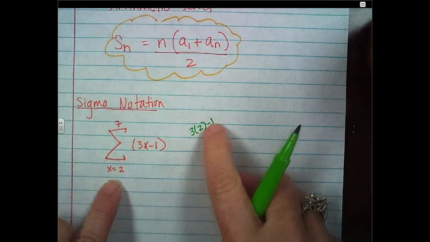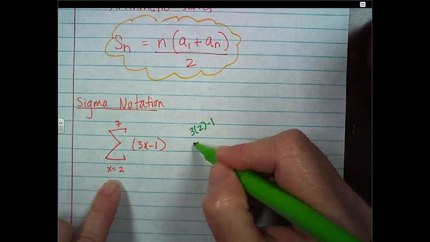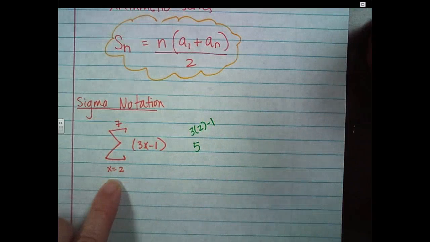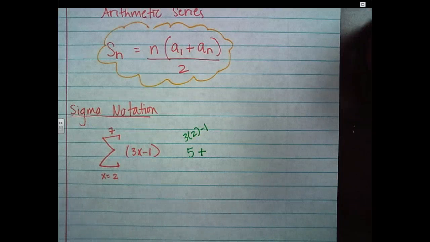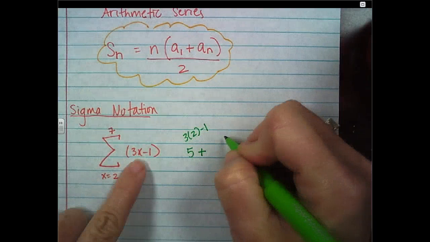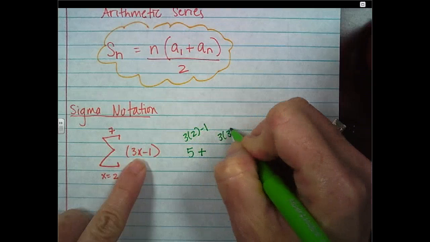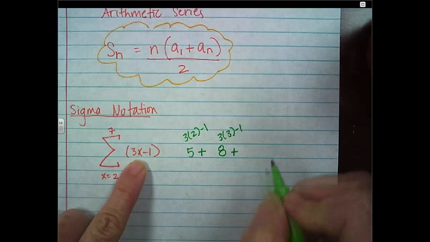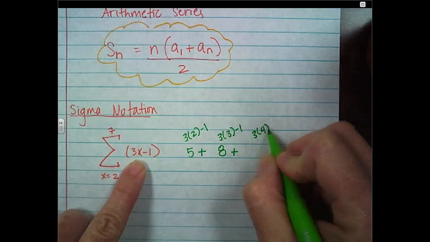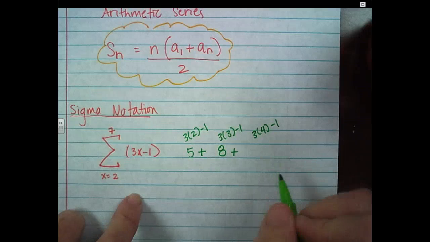So 6 minus 1 is how much? 5. And it's a sum, so we've got to add them all together. Plus, that's the 2nd term. How do you think I would find the 3rd term? What would I need to plug in? That's the 2nd term. 3. Sorry. It's okay. I'm going to plug 3 in for the 3rd term. Okay, and you get 8. So for the 4th term, I would plug in 4. And you get what? 11.